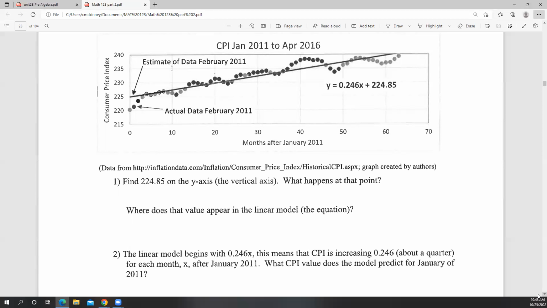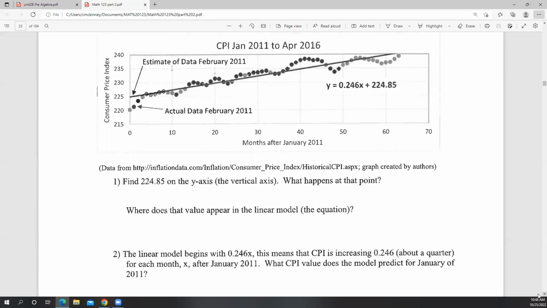And where does that appear in the linear model, in the equation? That's the b. So when they talk about a linear model, we're talking about a slope-intercept form equation here. And then the other part, we've got the 0.246x. That number represents our slope. That's our rate of change. So this is telling us that the CPI is increasing 0.246, or we could say about a quarter, for each month after January 2011.